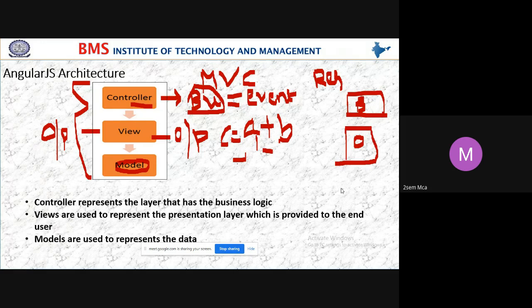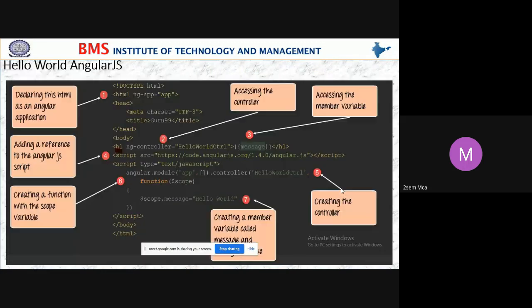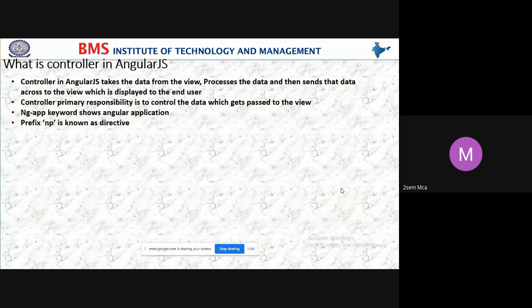This controller represents the layer for the business logic. The view layer provides the view to the end user, and the model layer is used to represent the data. So these three are the very important components of AngularJS architecture, and we have also seen the advantages of AngularJS and the sample program of AngularJS in the last class. Now today I want to discuss the controllers in AngularJS.